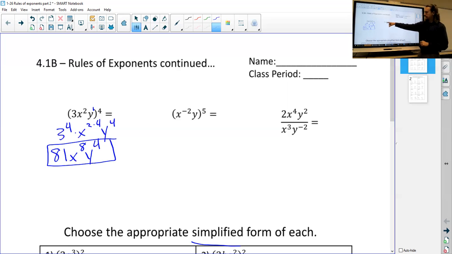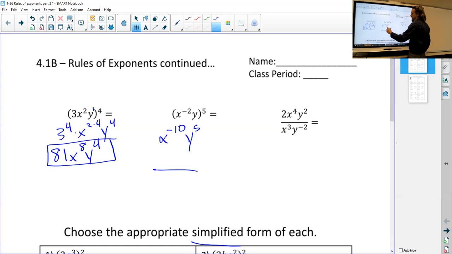Second one, same idea. X to the negative 2nd times y raised to the 5th power. So we would multiply our exponents together. So this would be x, negative 2 times 5 is negative 10. And then y to the 1st times y to the 5th would just be y to the 5th. 1 times 5 is 5. We can't leave our answer like this. You never want to leave it with a negative exponent. So we remember that if we have a negative exponent, we can flip it over. So we would then put this in the denominator, and then it would have the positive exponent.